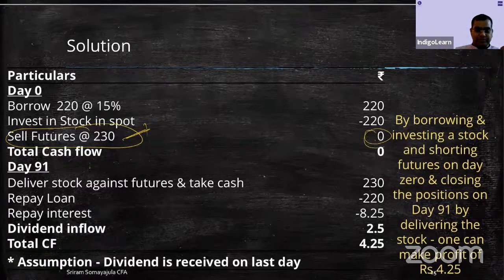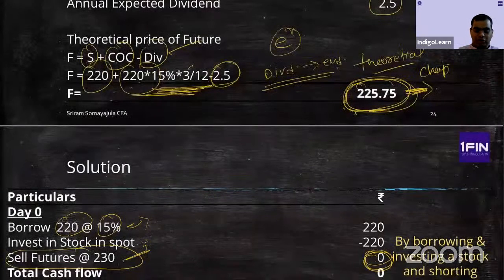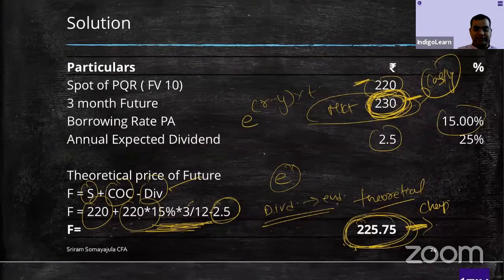Then, because you are selling something, you also have to buy something. What you do is borrow money from the market, 220 rupees at 15%, and invest it in the spot market. The stock is currently trading at 220 rupees. So you borrow 220 at 15% and buy the stock.